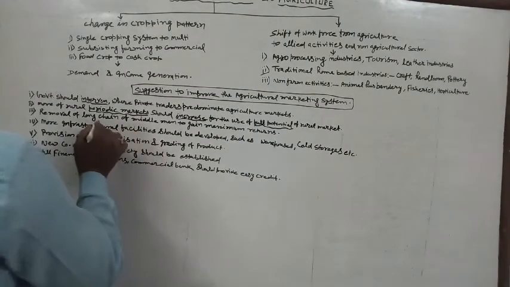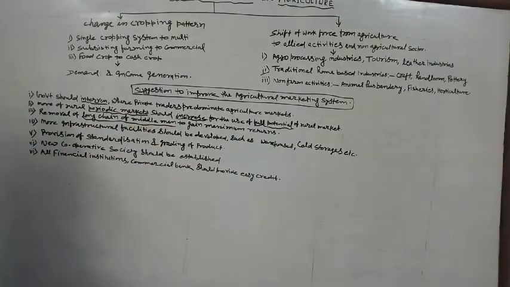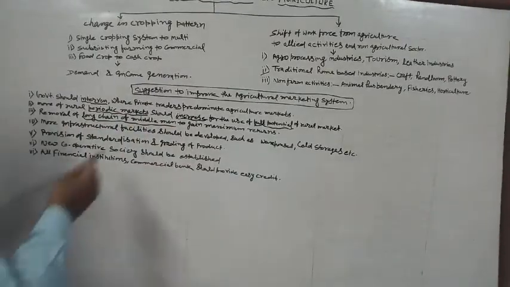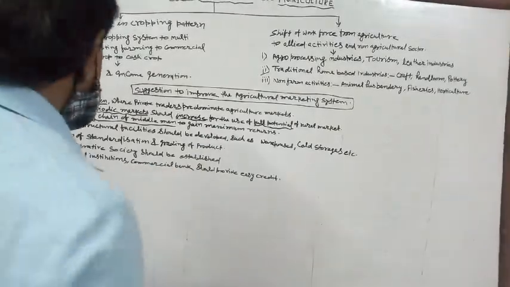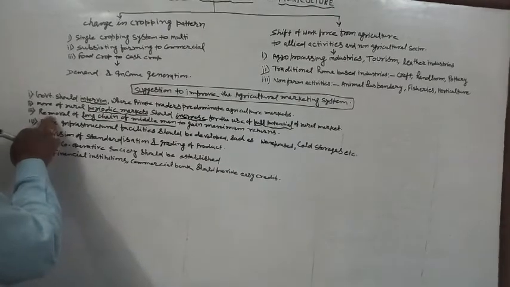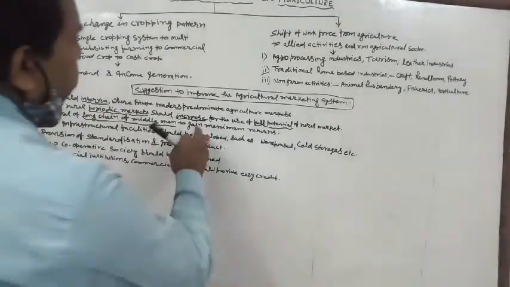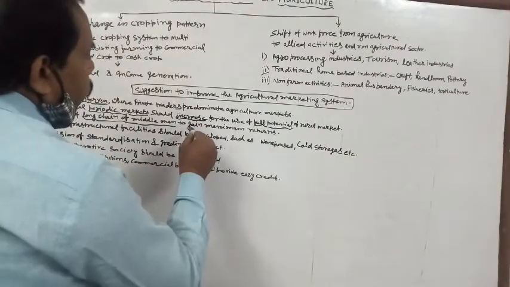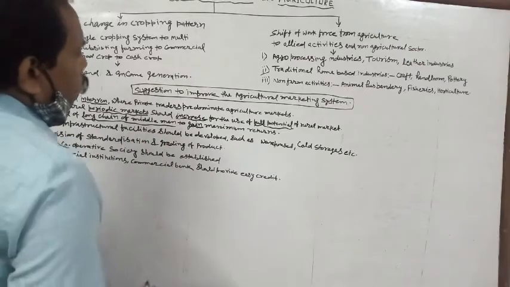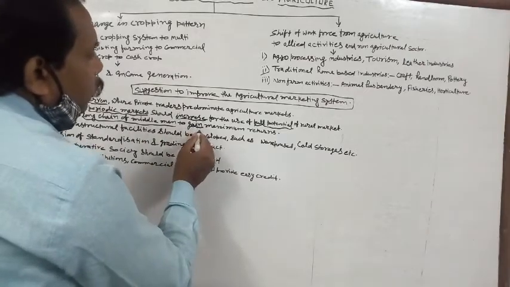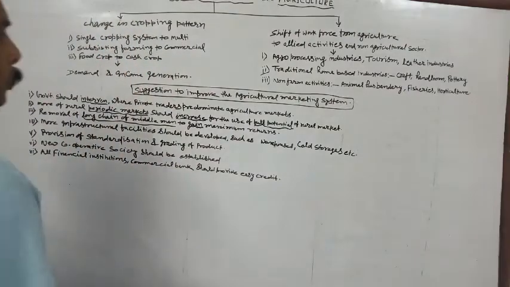Third is the removal of the long chain of middlemen. Middlemen earn maximum profits and the farmer gets very little profit. So the government should remove the long chain of middlemen. This is the most important. Why should the long chain of middlemen be removed? Only so that farmers gain maximum returns on whatever they produce.